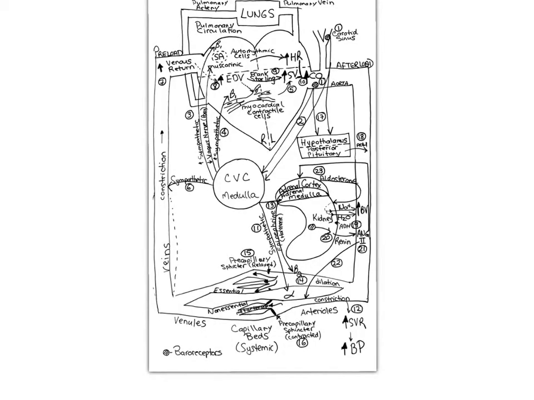Let's quickly review the response loop. We have a stimulus of a decrease in blood pressure. This decrease in blood pressure is going to be detected at the baroreceptors at the carotid sinus and also here at the aortic arch. These are going to be sending afferent signals to the control center, which is the cardiovascular control center.